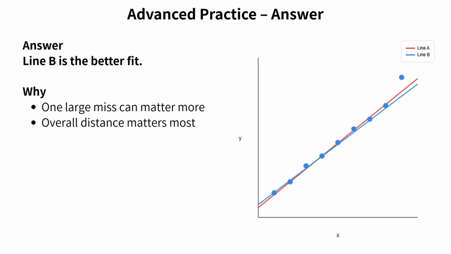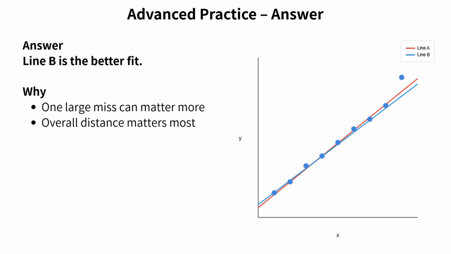Now think about what happens with line A by moving closer to that one distant point. The line is slightly pulled away from many other points. Each of those small misses adds up. Line B makes a different choice. It does not chase that one point. Instead, it stays close to the main pattern formed by the majority of the data. This is the crucial idea.